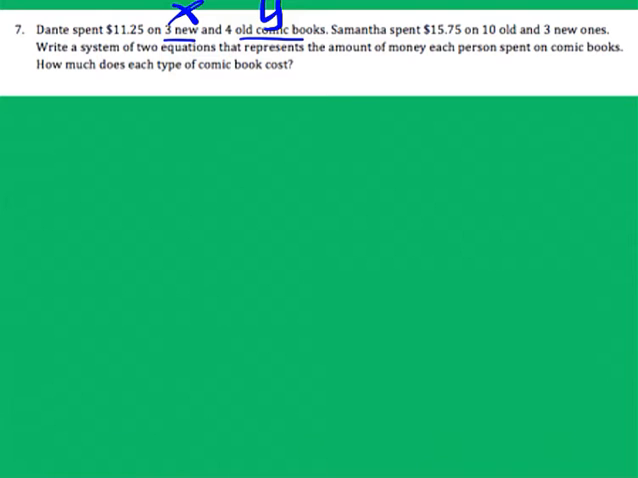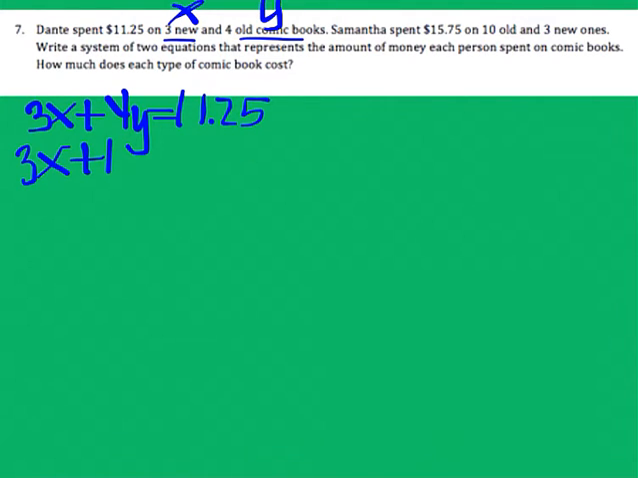So Dante bought 3 new at price X and 4 old at price Y, and that was equal to $11.25. Okay? Then Samantha, she bought 3 new ones at price X. They tried to change the order and confuse you, and 10 old ones at price Y, and that was equal to $15.75.